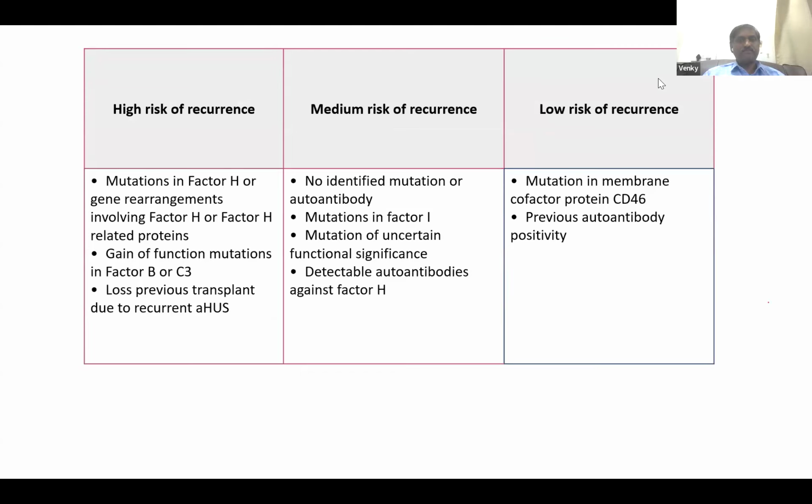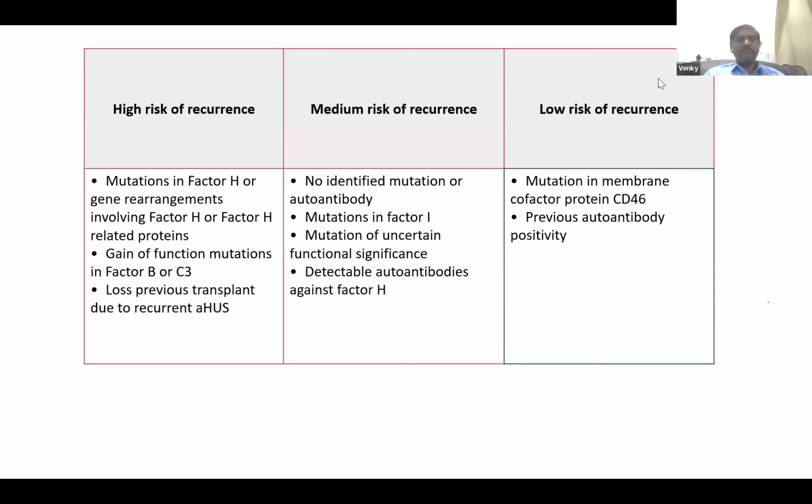Say a mutation in CD46 comes under lower recurrence, whereas a mutation in factor H or any gene rearrangements between factor H and the factor H related proteins comes under high risk. Similarly, gain of function mutations in factor B or C3 also come under high risk. Any loss of a previous transplant comes under high risk. Whereas factor I mutations, variants of uncertain significance, and autoantibodies against factor H come under medium risk. In our case, the antibodies were initially detected against factor H, so it came under medium risk. But subsequently, because of being persistently negative, it comes under low risk.